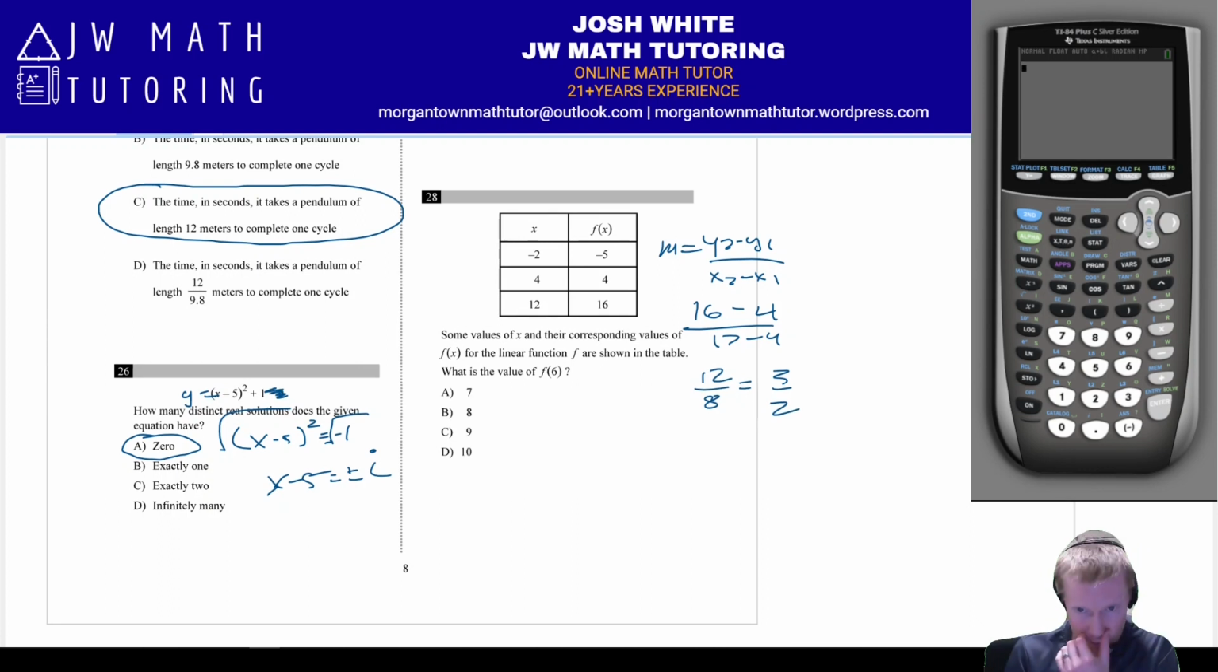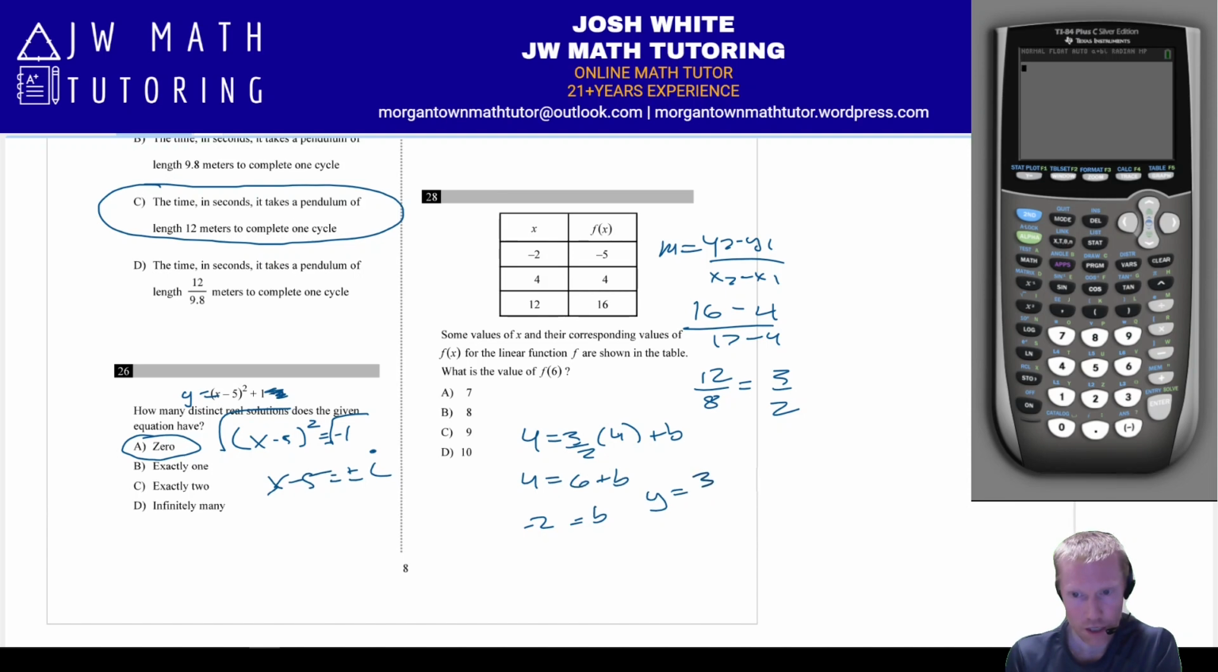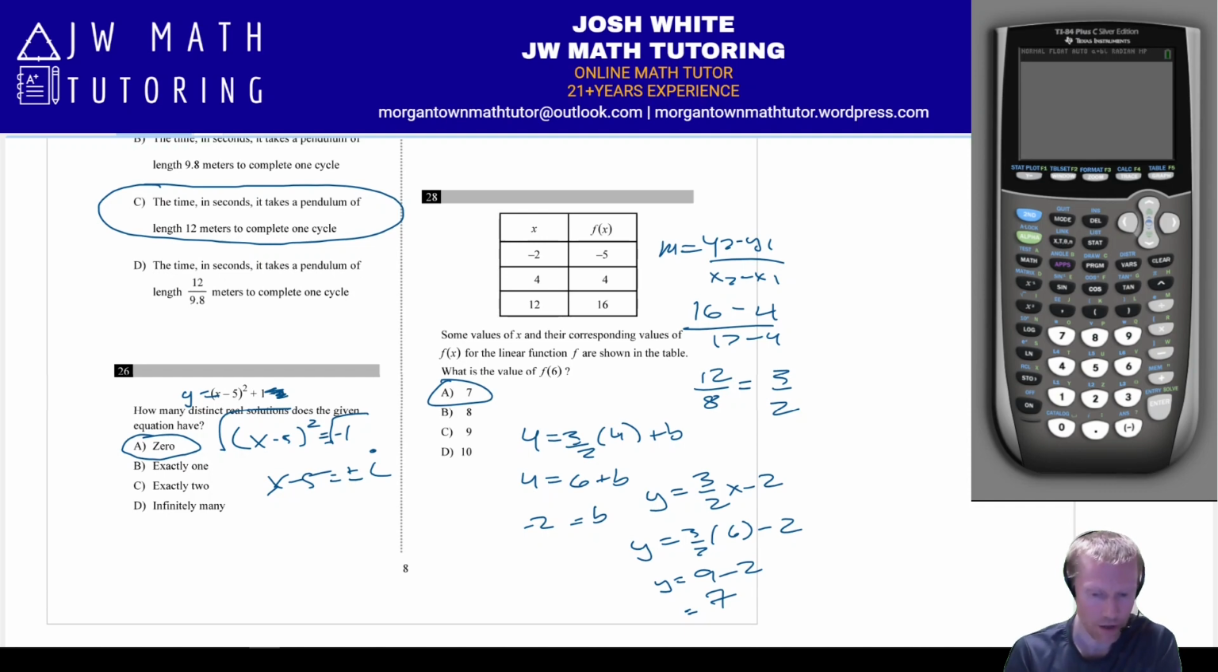Okay. So now you could go to y equals mx plus b, and we could pick one of these points. I chose the point (4, 4): 4 equals 3 halves times 4 plus b. You could solve this out. 3 times 4 is 12, 12 divided by 2 is 6. So the y-intercept is negative 2. Therefore, the equation of the line is y equals 3 halves x minus 2. And now you could just plug 6 in. So 3 times 6 is 18, 18 divided by 2 is 9, 9 minus 2 equals 7. Therefore, it looks like the correct answer is going to be letter A.